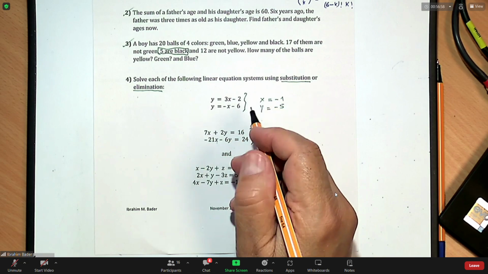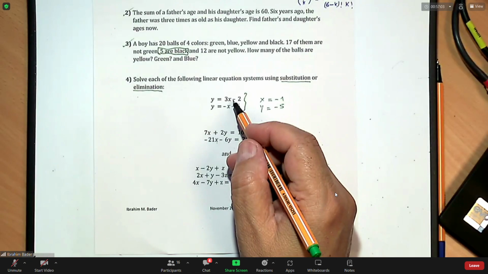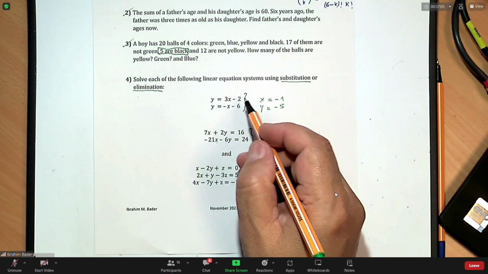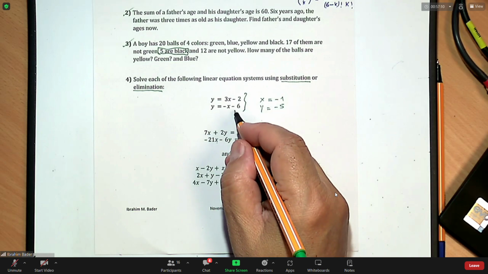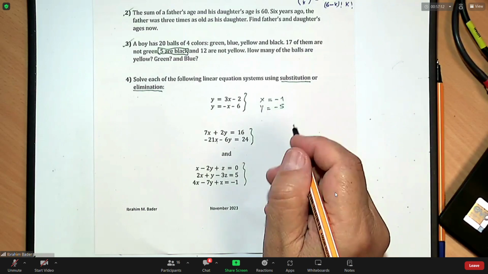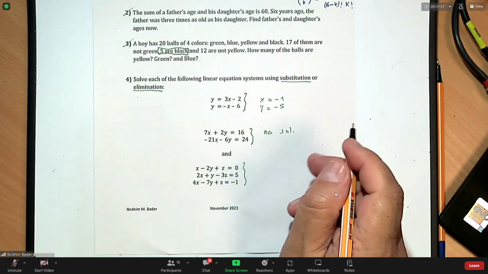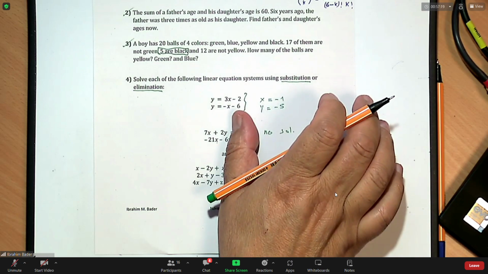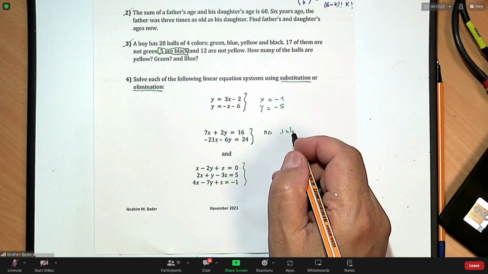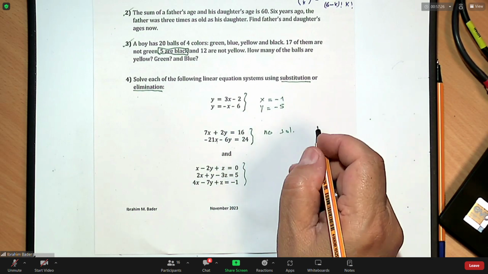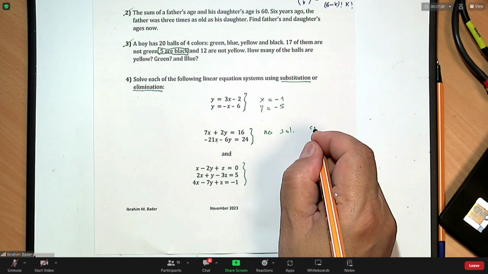You can verify it here. You can say 3 times x, which is -3, -2 is -5. The second one, -1 is +1, -6 is -5. So it's okay. This one here has no solution because, as you see, if you consider the left-hand side, one is a linear combination of another. So when you try to solve, you will get a contradiction.